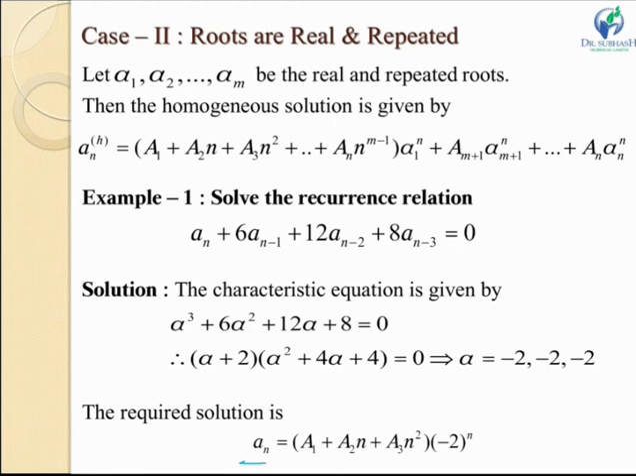given by a_n equal to, see, there are 3 roots. Okay, so all three are equal, so I will write a1 plus a2 n plus a3 n square, and this root I will write over here, minus 2 raised to n. If I get one more root like minus 2, then I will add one more entry here, that is plus a4 n cube.